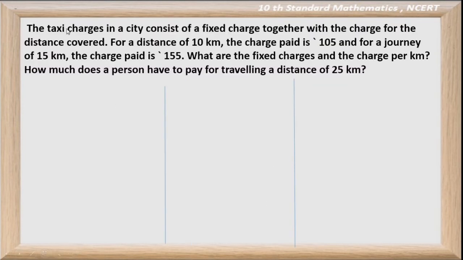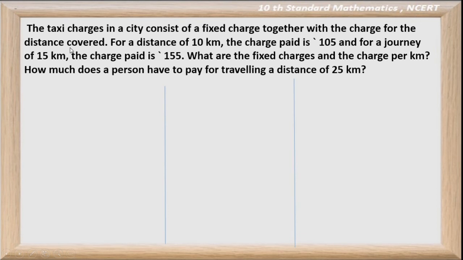The taxi charges in a city consist of a fixed charge together with the charge of the distance covered. For a distance of 10 km, the charge paid is 105 and for the journey of 15 km, the charge paid is 155. What are the fixed charge and charge per kilometer? How much does a person have to pay for traveling a distance of 25 km?